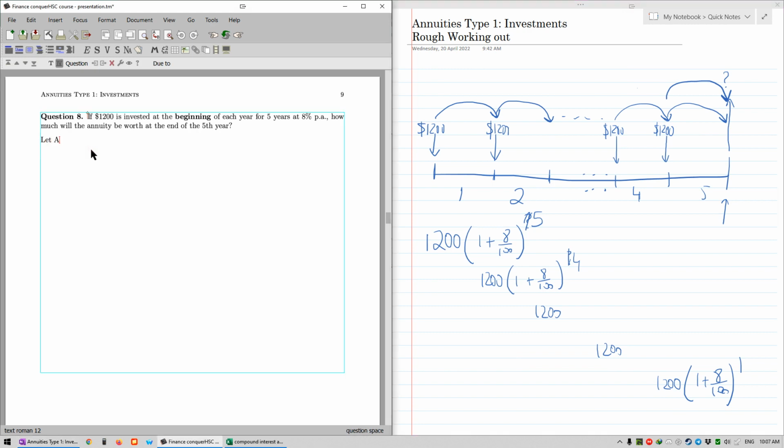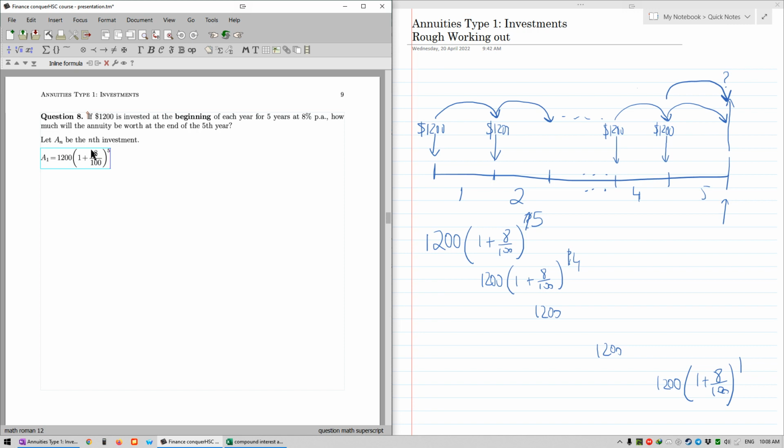Let A_n be the amount of money. Oh, hang on a second. Let n be the nth investment. Okay, so the first investment, how much will the first investment be? Well, the first investment is going to be 1200, so it'll be 1 plus 8 over 100. And how much will it compound? It will compound 5 times.